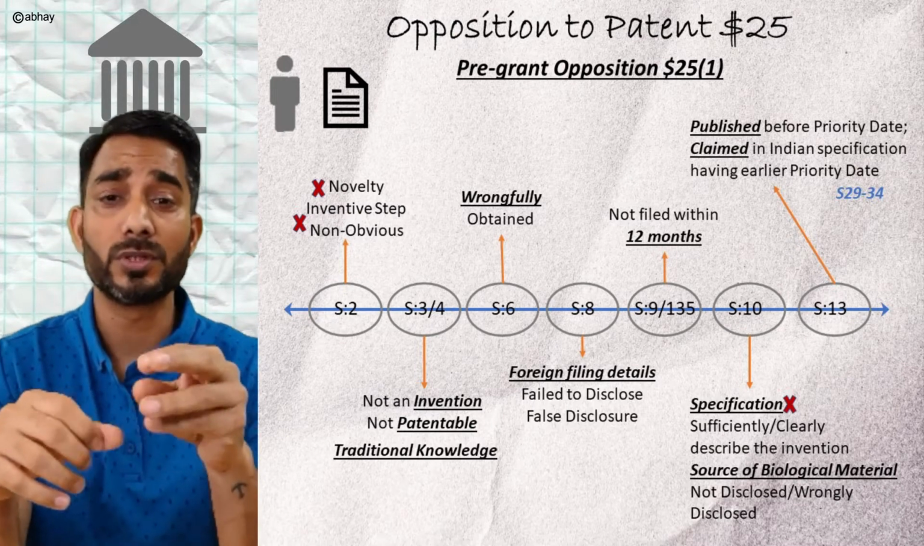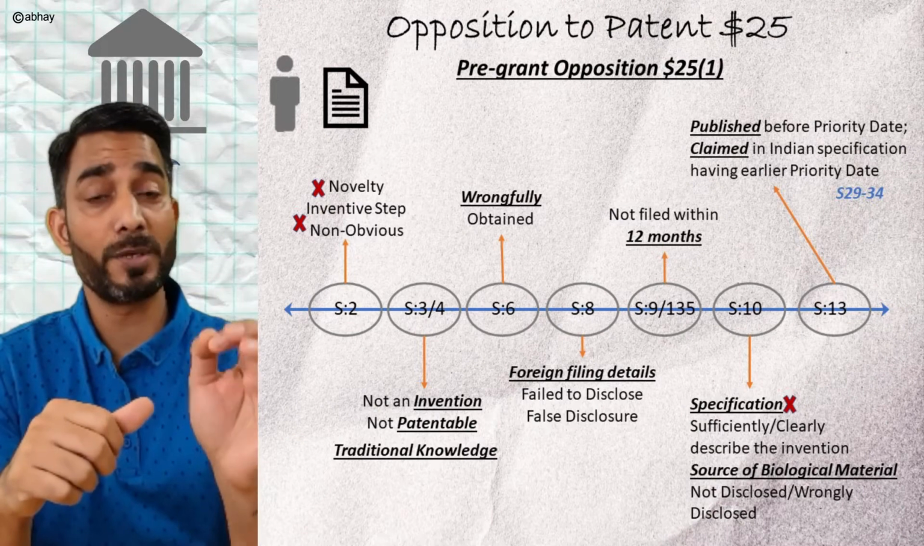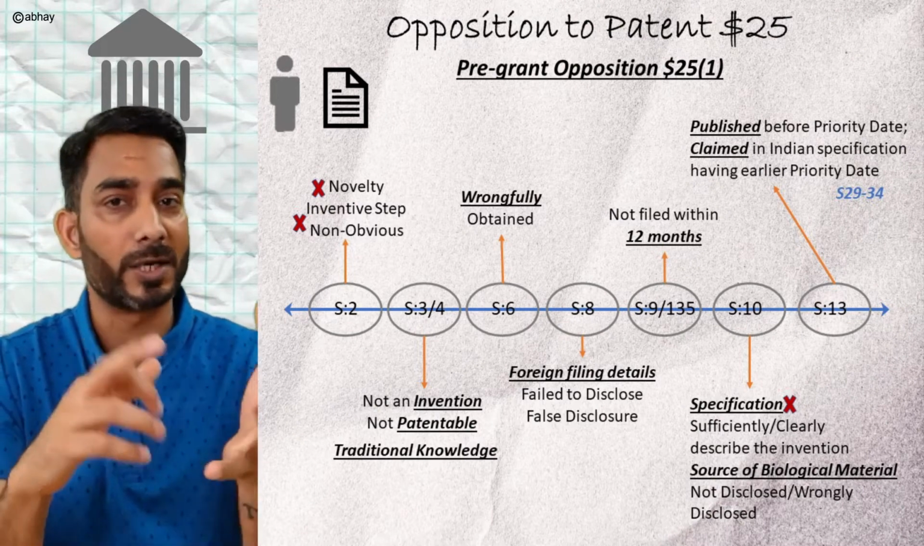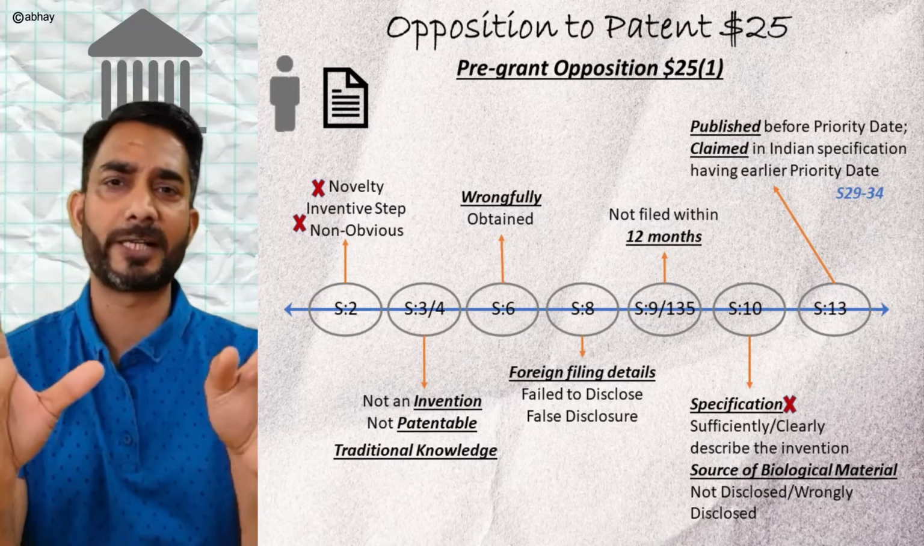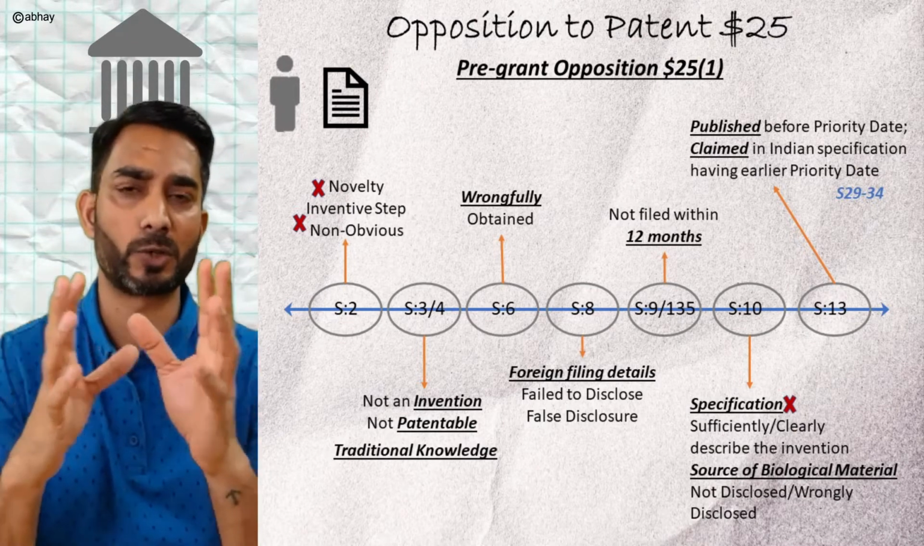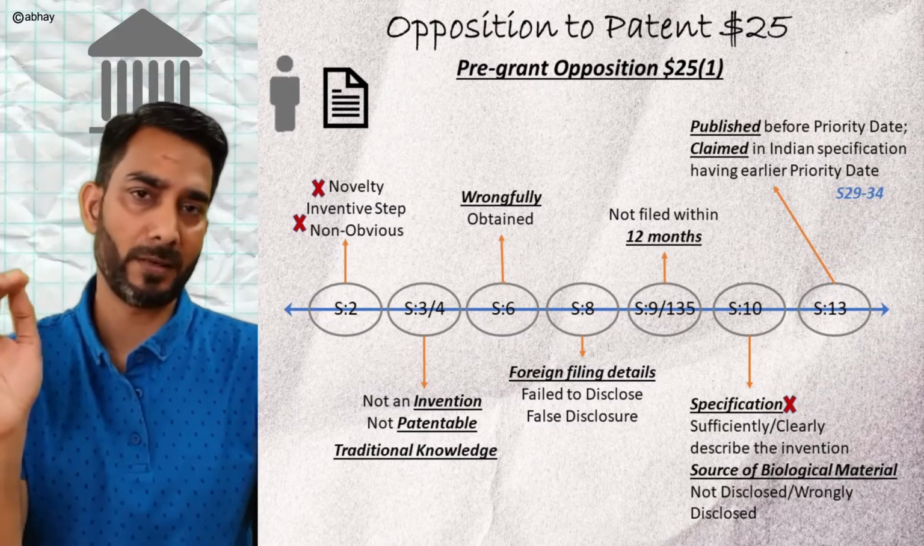Now you can choose one or more of these grounds. Whatever grounds that you choose have to be properly substantiated with respect to the arguments that you make, the evidences that you provide. Now, once you have collected all the documents, you have prepared your arguments, you have created a nice package, you can approach the controller with the packet.